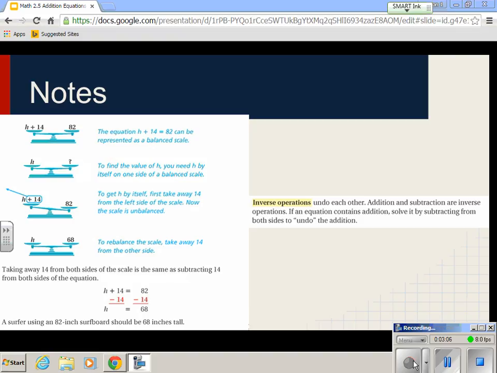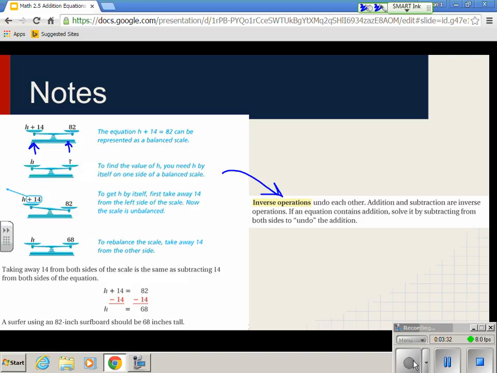So here is the scenario we're looking at with the surfer dude. What we want is a balanced scale where h plus 14 is going to be the same value as the other side, which is 82. So what are we trying to do? We're trying to find out what h equals. So how do we do that? Well, what you're going to be using is this process called inverse operation.